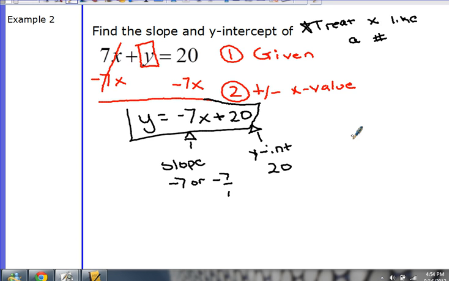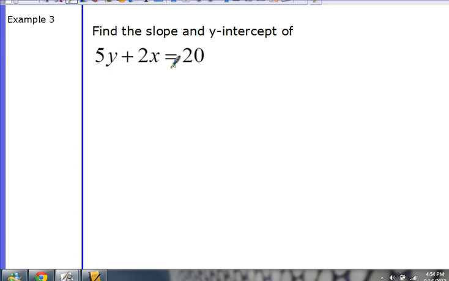Alright guys, one more example, and then we will be done. Okay, example 3. It says find the slope and y-intercept of 5y plus 2x equals 20. Alright, so let's set it up. Remember step 1 from the last slide. We need to box our y value.